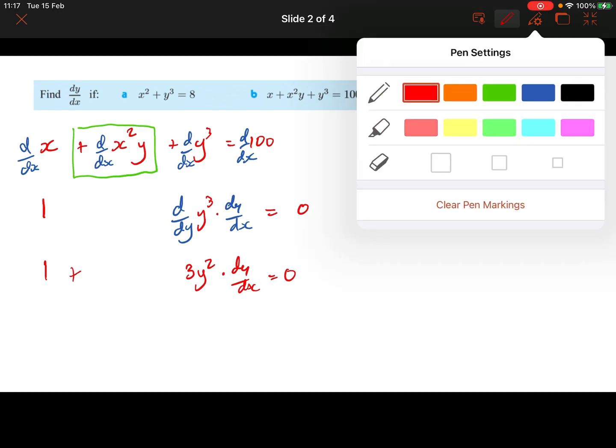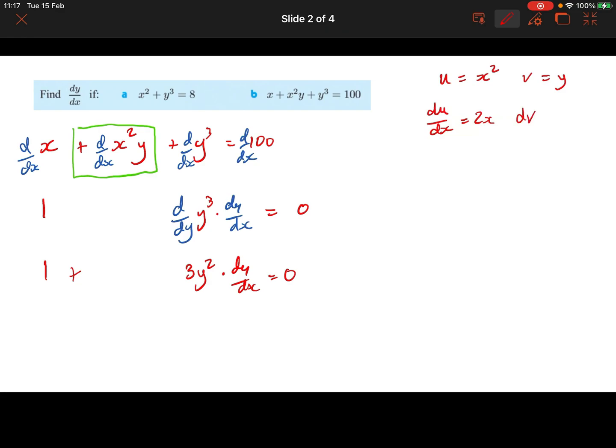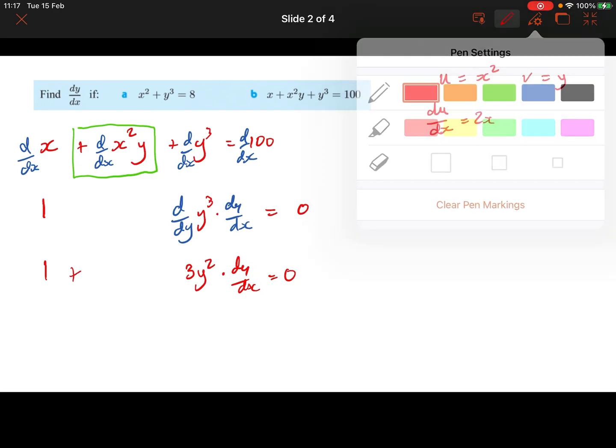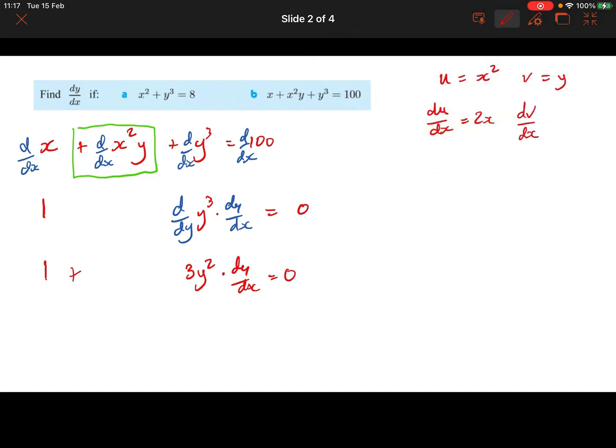I'm also going to try to find dv/dx. I can't do that directly. What I need to do is find d/dy of y times dy/dx. So what I end up with here is the differential of y with respect to y is 1. So I get dv/dx equals dy/dx, and there are my 4 components. I've worked out that dv/dx equals dy/dx in this instance.